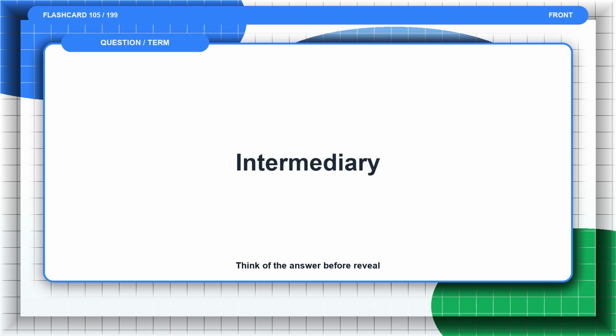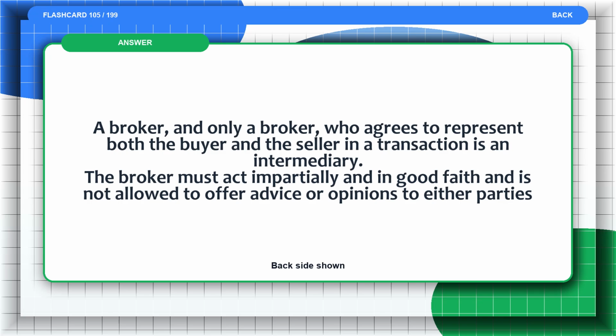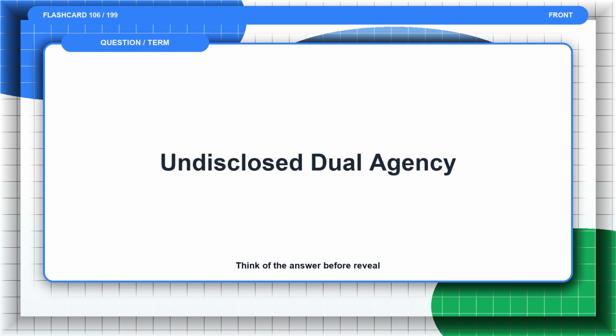Flashcard 105. Intermediary. Pause and think of the answer before the reveal. The answer is a broker, and only a broker, who agrees to represent both the buyer and the seller in a transaction is an intermediary. The broker must act impartially and in good faith and is not allowed to offer advice or opinions to either party.